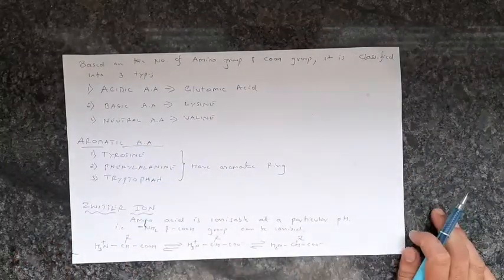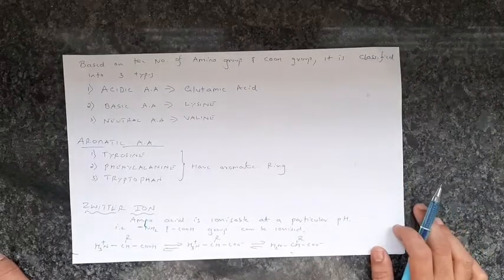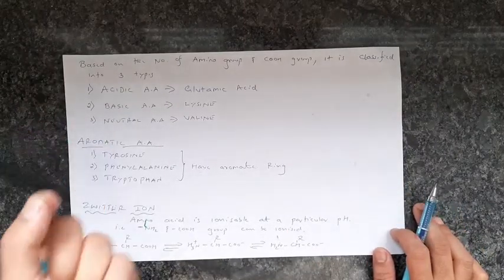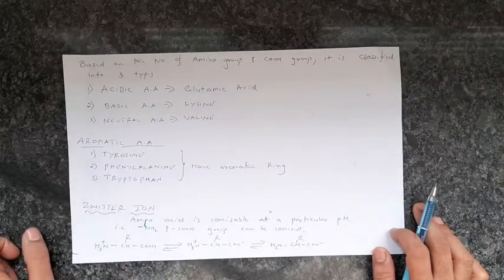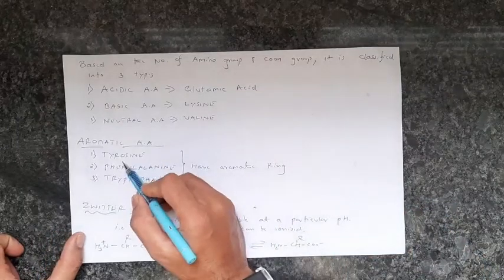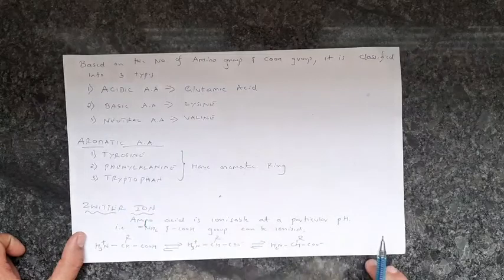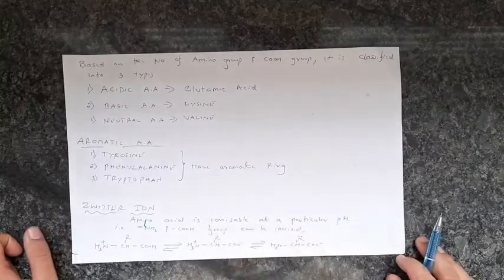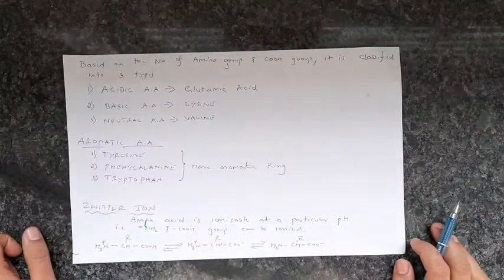Aromatic amino acid, very simple. In the amino acid structure, if the amino acid contains a ring structure, the aromatic ring, then obviously that is an aromatic amino acid. There are three types: tyrosine, phenylalanine, tryptophan. So these are the three important examples for aromatic amino acid. Please remember, could be asked, very important. So total 9 amino acids you need to remember.